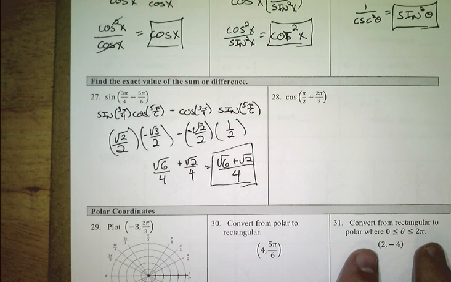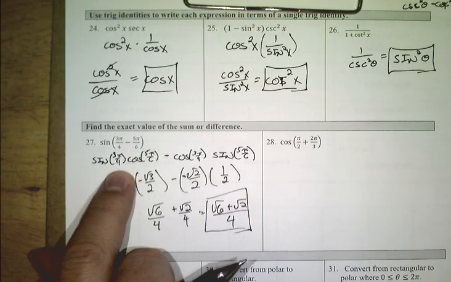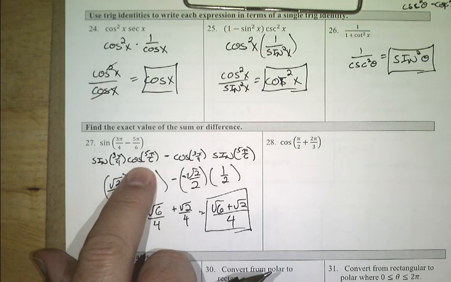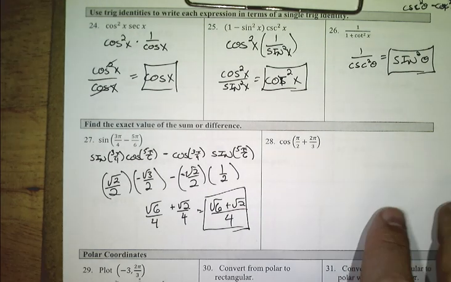Which sounds wrong. Quadrant 2 plus quadrant 2. Oh, subtraction. Never mind, that's right. We're good.